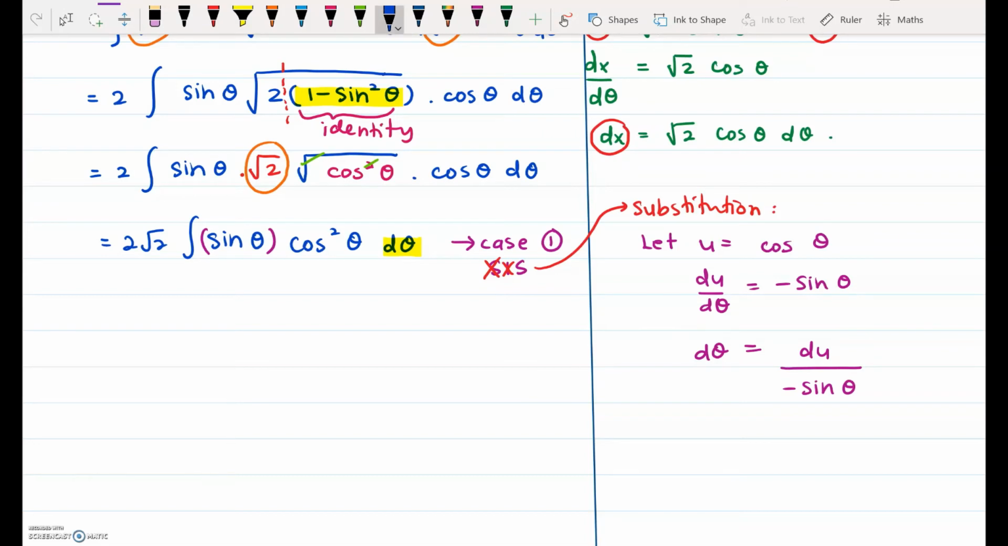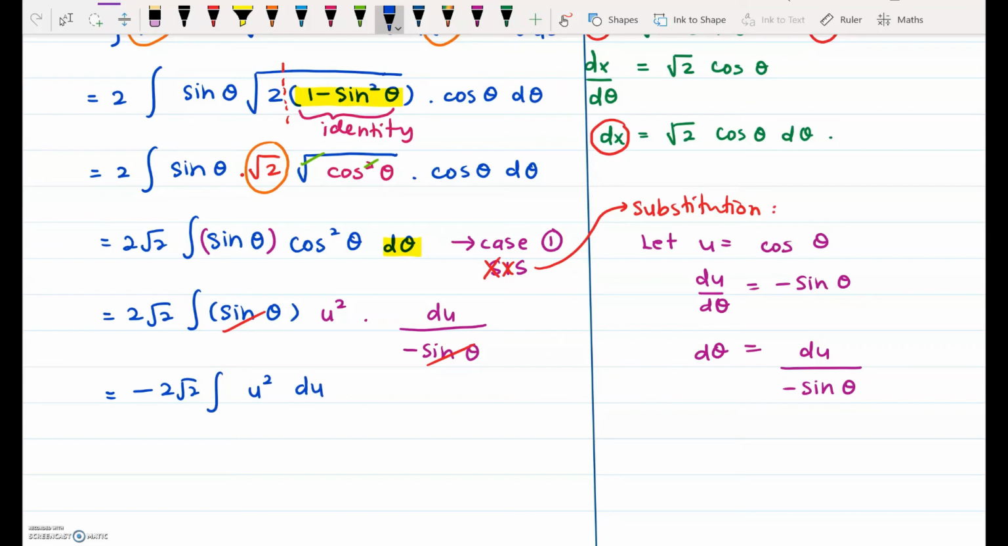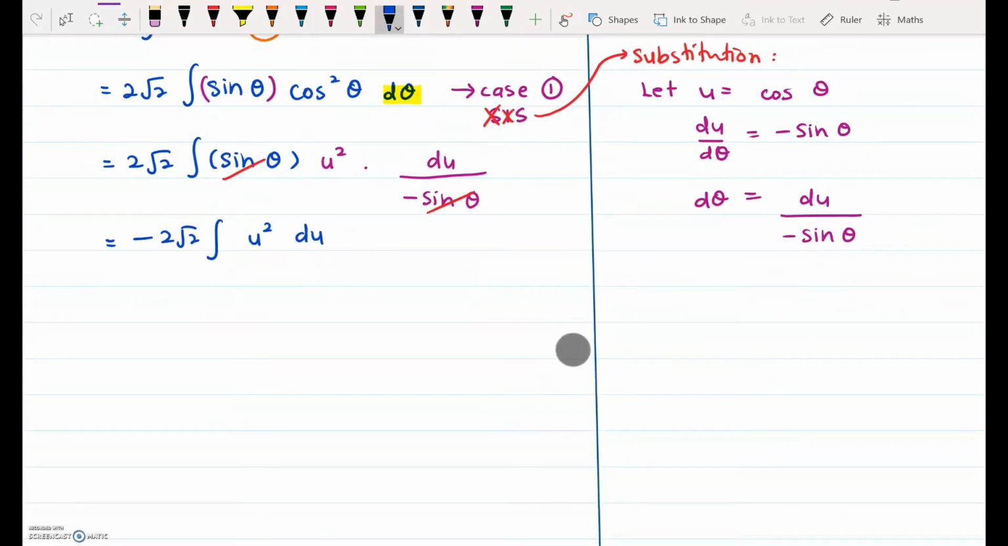Okay, so now we will have the integration of, so sine theta will remain as sine theta here, and the cos will be u square. And your d theta is du divided by negative of sine theta. Next step, you can cancel off your sine theta here, and when we simplify, you will have negative square root of 2 times the integration of u square du. Okay, class? Alright, let's proceed with the next step.